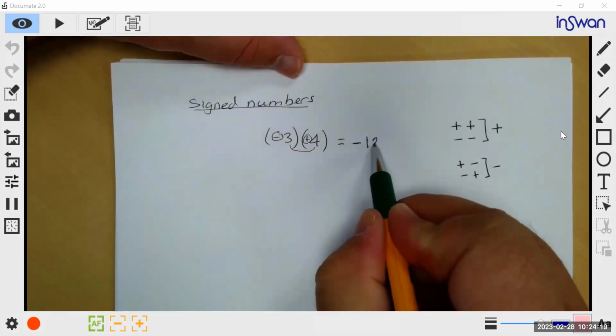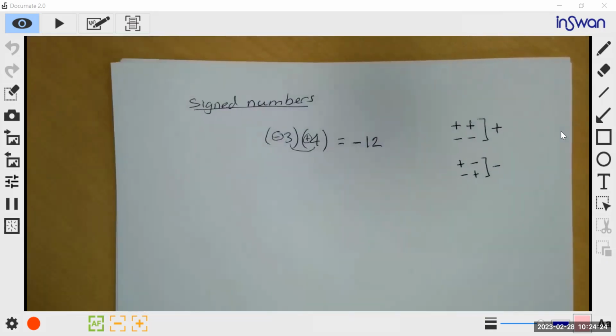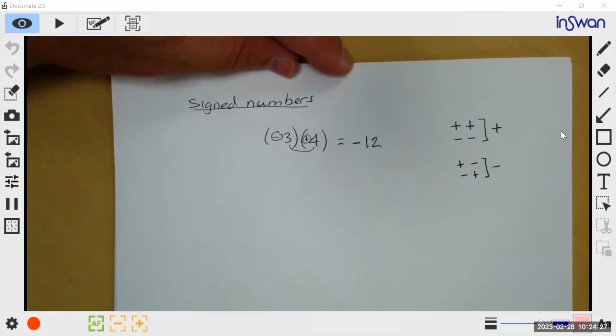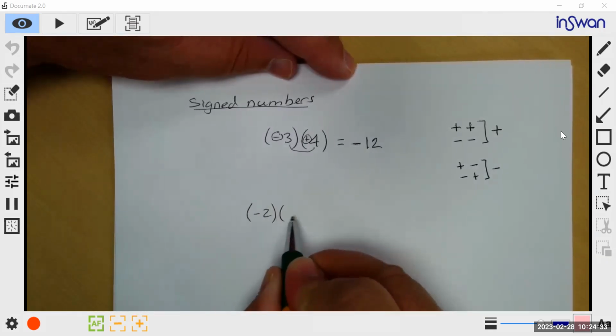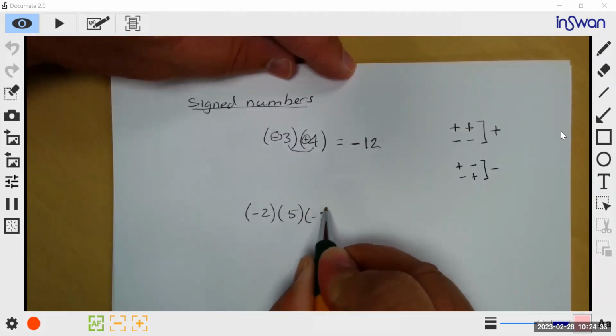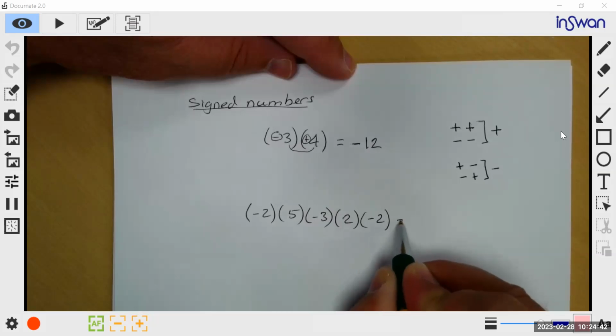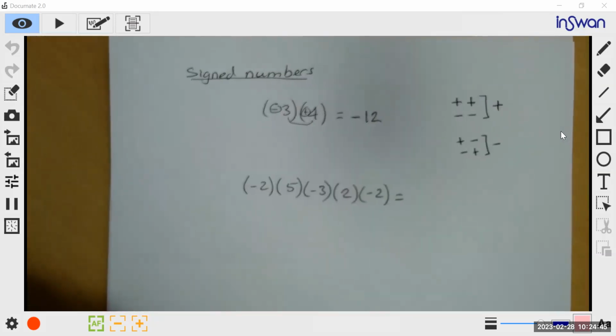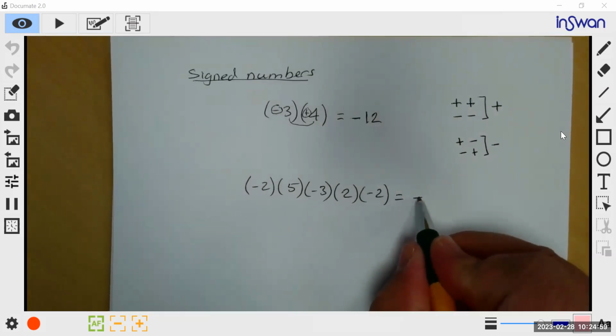3 times 4 is 12. Like I said, treat the signs and the numbers separately. Is the answer going to be positive or negative? Let's try it again. Positive or negative? The answer is going to be negative.